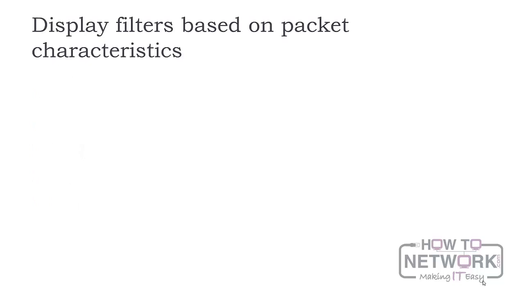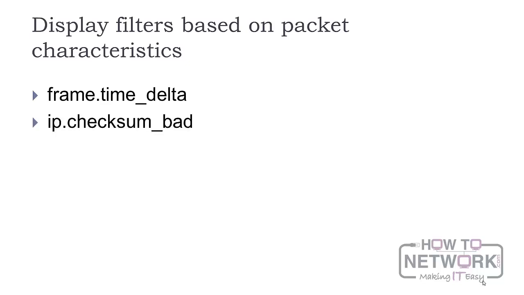Display filters can be based on packet characteristics, not just an actual field. Those characteristics still appear in the packet details pane, but they're included in the square brackets. Some examples of such filters are frame.time_delta, ip.checksum.bad, tcp.nxtseq.